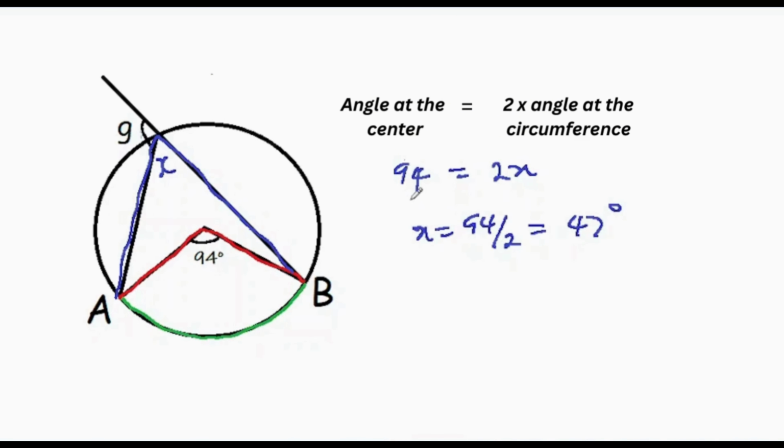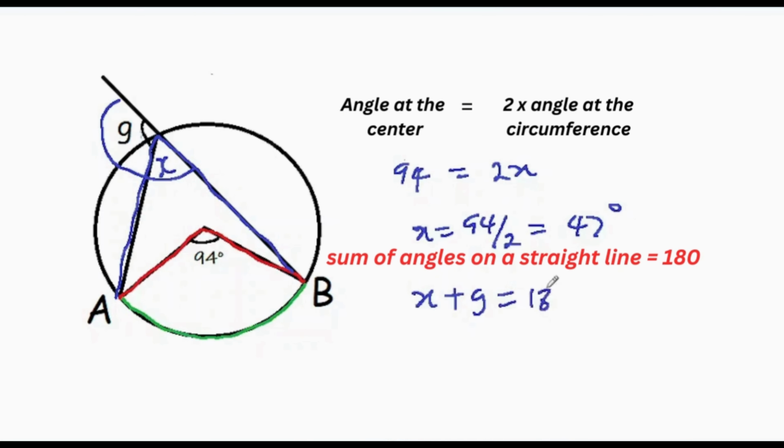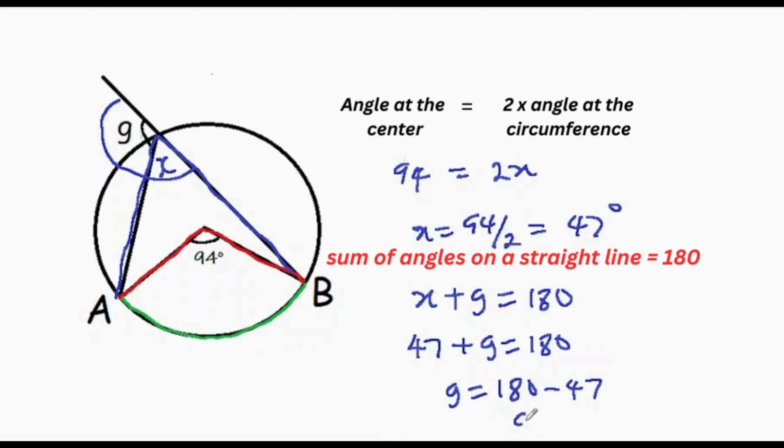But we are not actually looking for x. What we are looking for is g. And if we note this now, we can conclude on angles on a straight line. That is x plus g. Both angles, if you sum both of them, will give you 180. The sum of angles on a straight line is 180 degrees. So x is 47, plus g equals 180. So g equals 180 minus 47. G is going to give us 133 degrees.